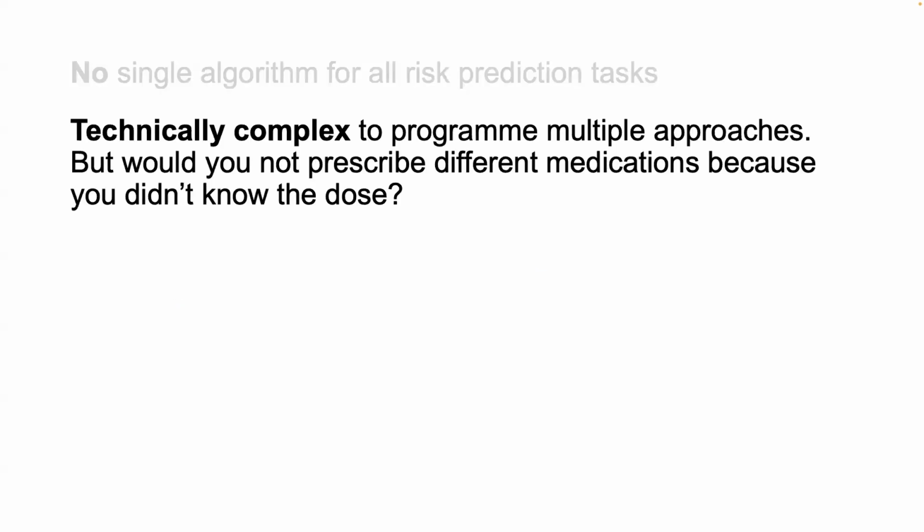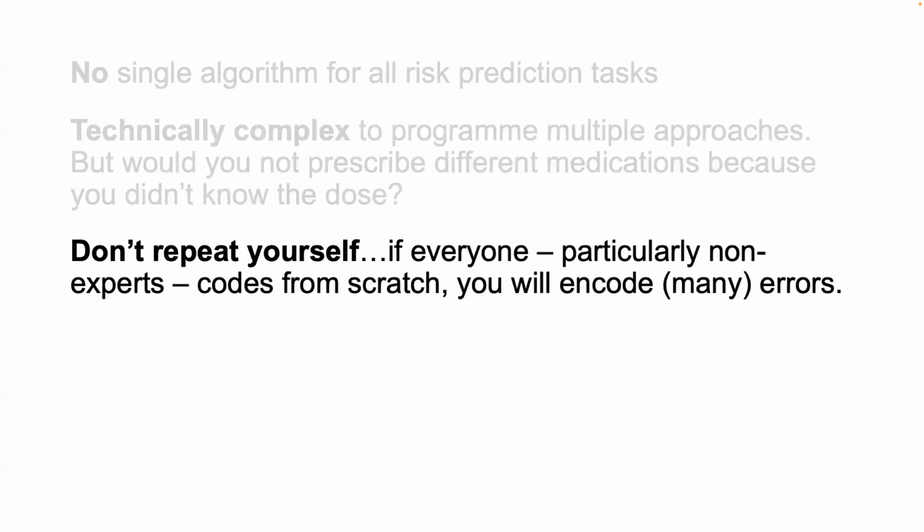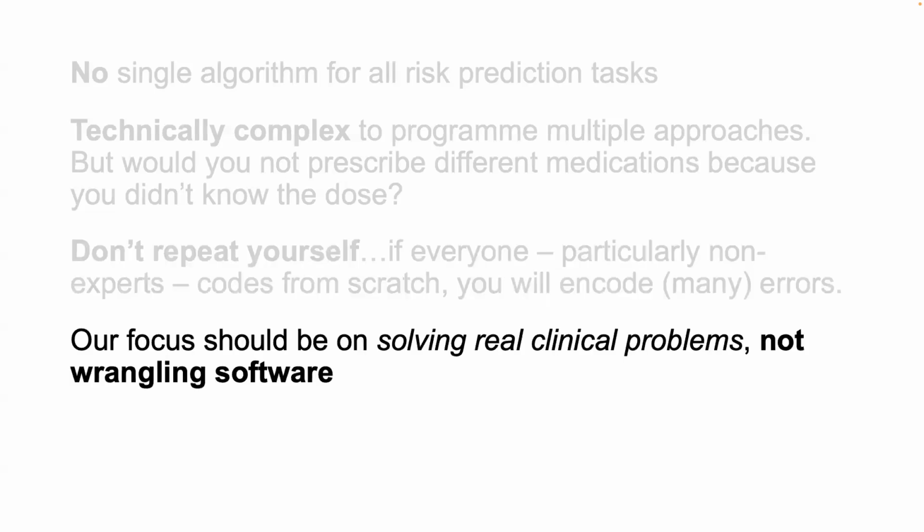It's very complex to program multiple approaches. But as I came back to before, you're not going to prescribe a different medication simply because you didn't know the dose. So you would look this up. Even if you look it up, doing it is really hard. You could theoretically choose to create your own version of an ensembling algorithm. But unless you're very, very good at this, you're going to encode errors.